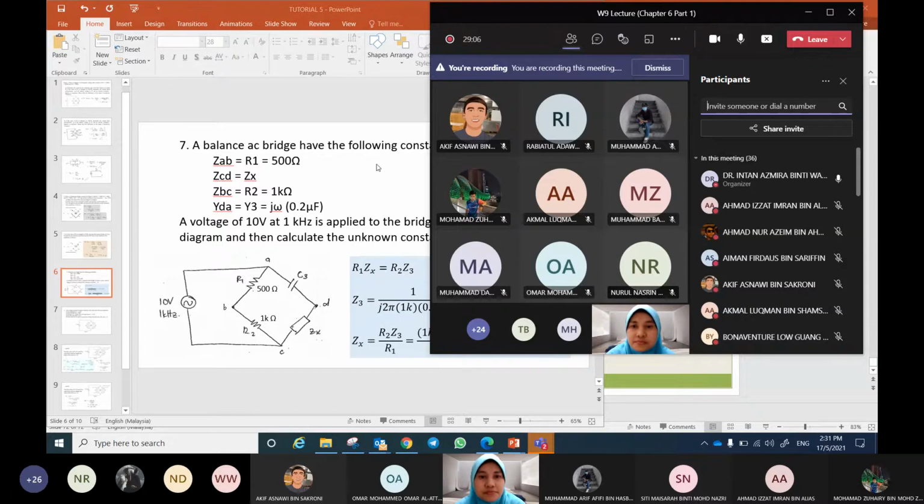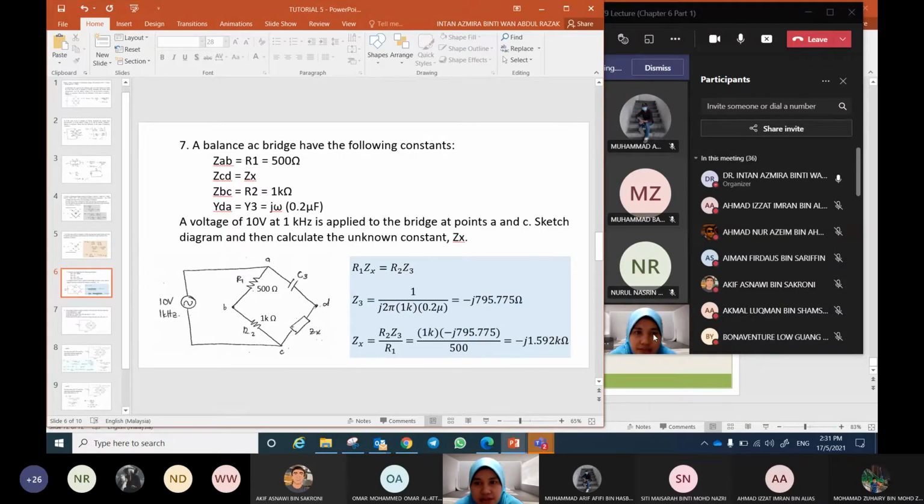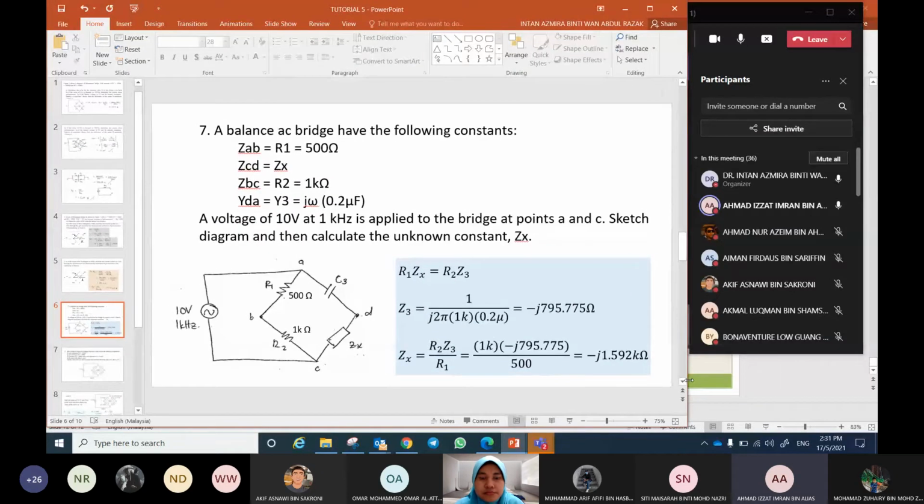What is the first step? Find the equivalent R. Which one? R1 times Zx equals R2 times Z3. Okay, we call it as C3. Okay, this equation is called as?